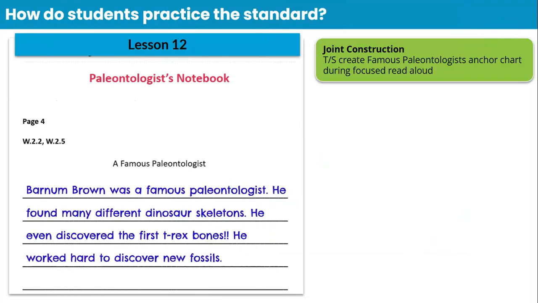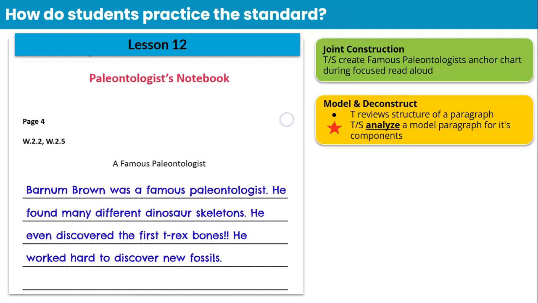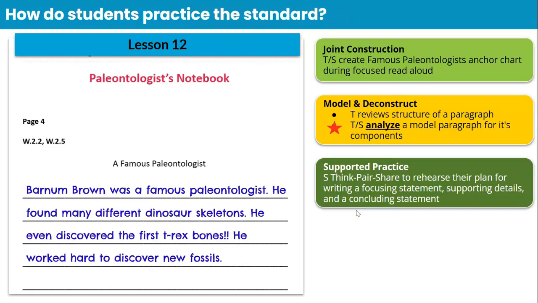In lesson 12, the focus shifts from writing about paleontologist tools to writing about famous paleontologists. The teacher and students construct a new anchor chart, famous paleontologists. Students will use this shared research to write their paragraph. Next, the teacher reviews the structure of a paragraph. Instead of modeling, the teacher guides students through an analysis of an exemplar paragraph. During the supported practice phase, students use the Think, Pair, Share protocol to rehearse their own focus, detail, and concluding sentences about a famous paleontologist.